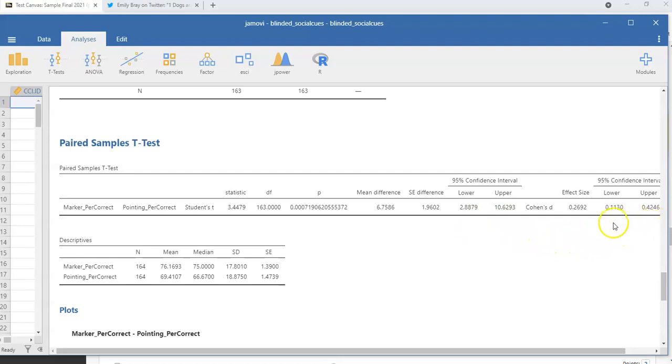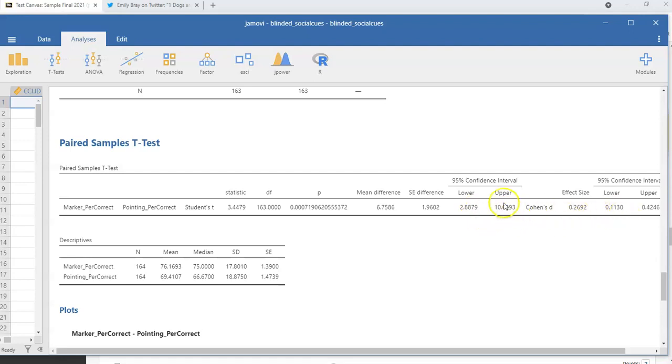So if you look at the d one, it might be a small difference of about 0.1 of a standard deviation in the population, or it might be a medium difference of about 0.4 standard deviation, the difference between their performance on these two tasks in the population. This confidence interval means that the difference in the population might be a difference of about 3%. And in this one, it might be a difference of about 11%. Okay, this is the upper bound and this is the lower bound.